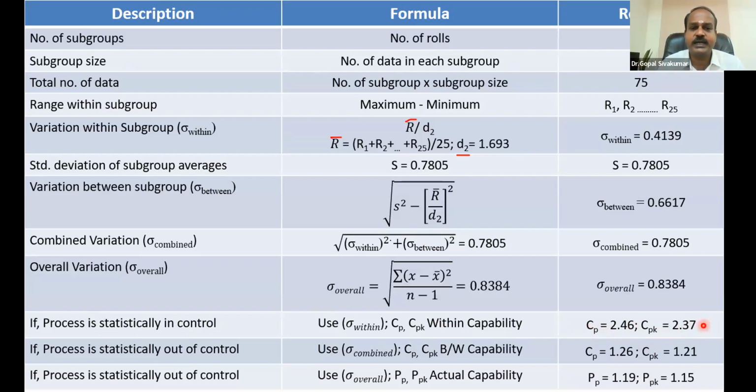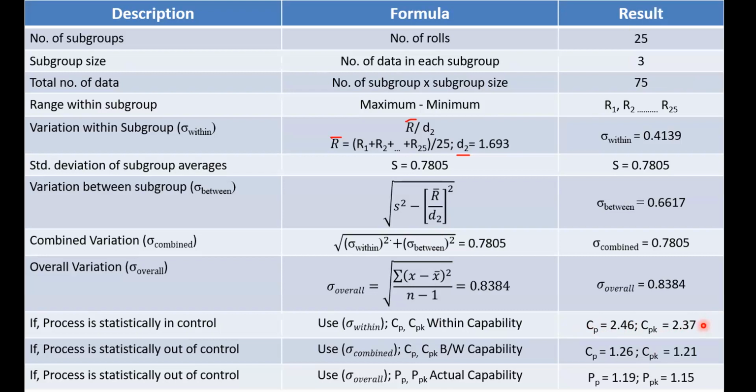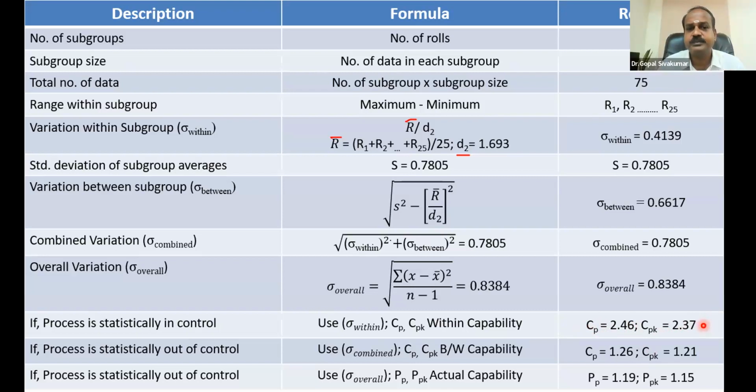Can you maintain your salary and expense as the same? 1 lakh salary and 1 lakh monthly expense. Is it okay for you? No. Never okay. That is the situation equal to CP equal to 1. So CP equal to 1 is not enough in any company. It should be more than 1, at least 1.33. And for a critical process, it should be 1.67.